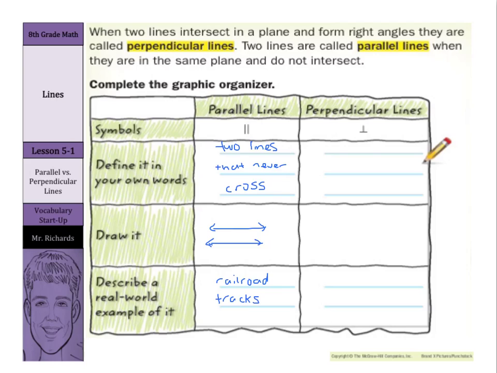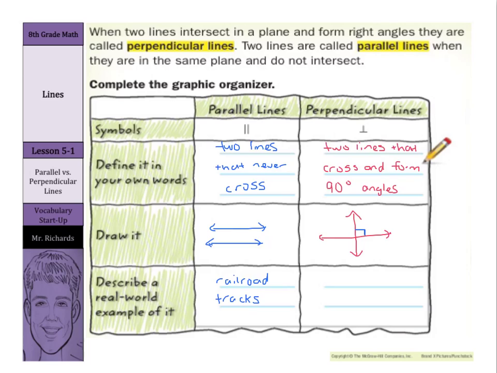Perpendicular lines, well, in our own words, we can say that these are two lines that do cross, and they're special because they form 90-degree angles. And I can draw that by drawing a straight line here and a line that intersects it at a right angle. And it's really important here that we draw in this right angle symbol. A little right angle symbol tells us that these are perpendicular lines.